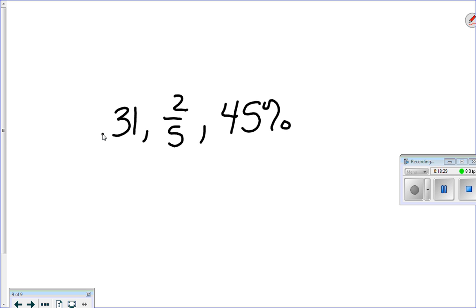Because I don't, what's this in a decimal? Oh my gosh. And this would be, seriously. It's on the board. Hold on.